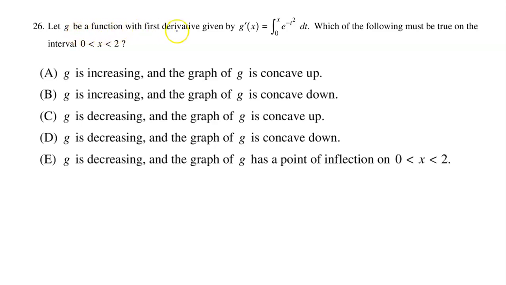Let g be a function with first derivative given by g prime of x equals the integral from 0 to x of e to the negative t squared dt. Which of the following must be true on the interval between 0 and 2?